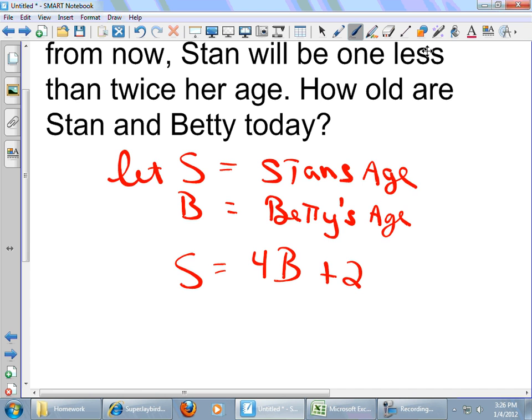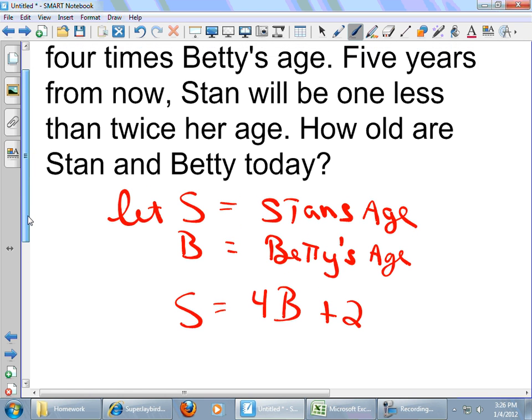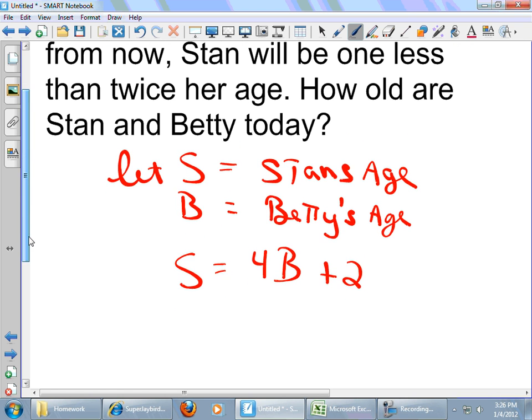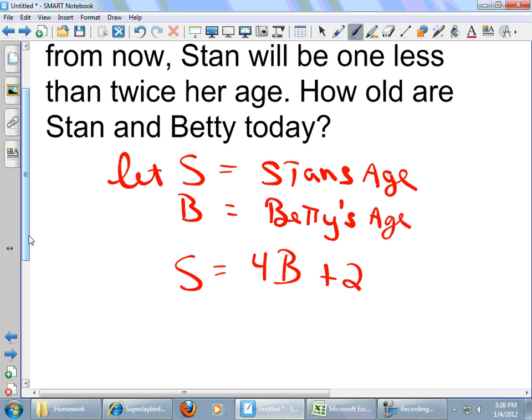So let's see here. Let me scroll back up a second. 5 years from now. How old is Stan in 5 years? Well, if today he's S, then in 5 years he must be S plus 5. How old's Betty in 5 years? Well, if she's B today, in 5 years she'll be B plus 5.